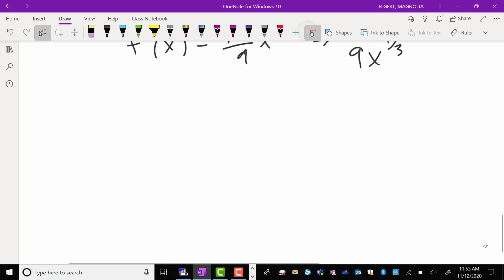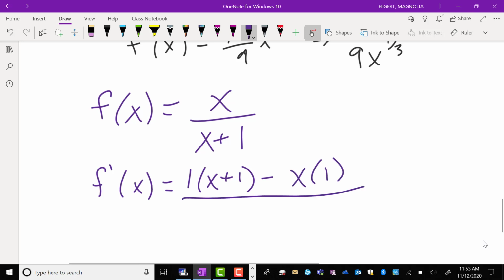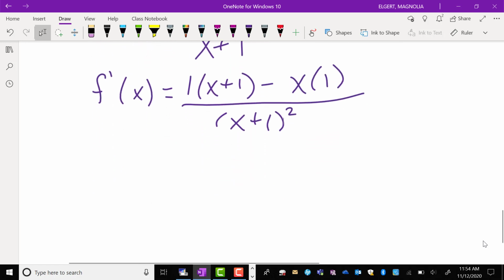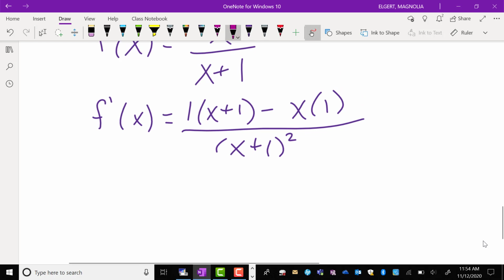Say our function is x over x plus 1. So our first derivative, we're going to try to get the second derivative here. So our first derivative, we would use the quotient rule. So that's 1 times x plus 1 minus x times 1 all over x plus 1 squared. So I could simplify that. That's going to be x, so that's just 1 over x plus 1 squared. So that's your first derivative.